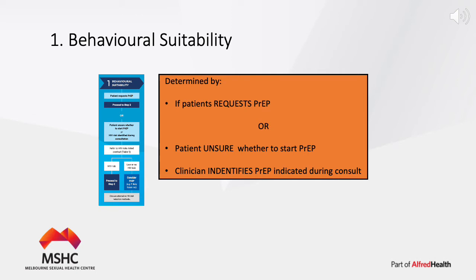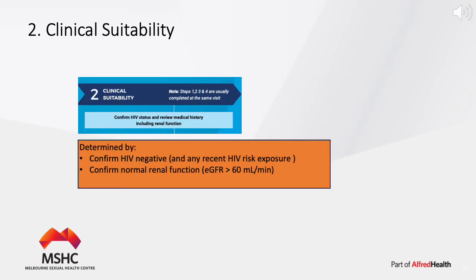And then also in your consultation, you may find that someone has recurrent episodes of anorectal gonorrhea. That suggests that you identify this individual as needing PrEP during their consult. Again, this ASHM tool will help determine whether this person's behavior suggests that they need PrEP. However, if someone requests PrEP, you proceed directly to step 2, where step 2 is determining their clinical suitability.